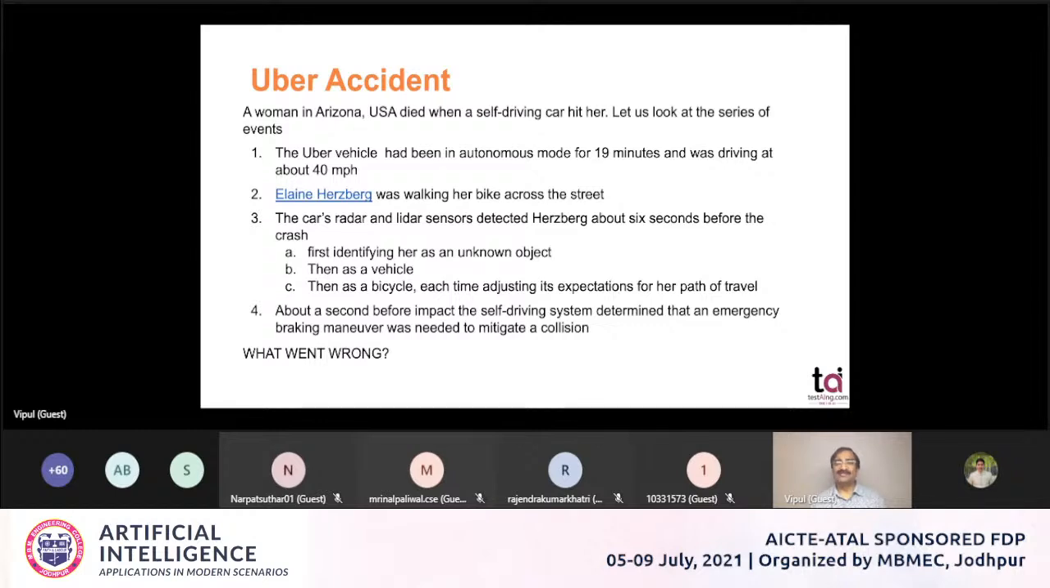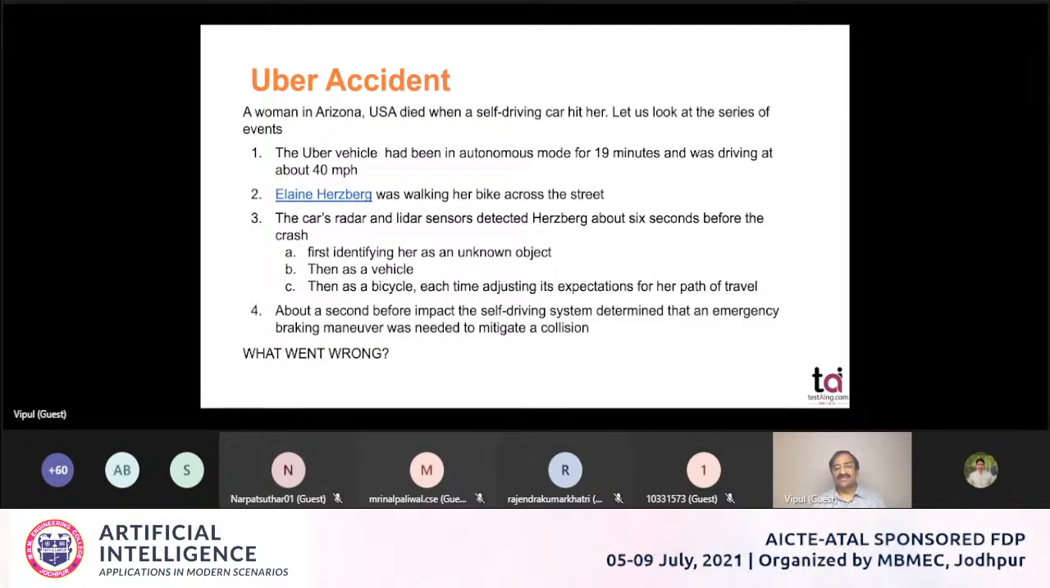Now there's this Uber accident that happened. A self-driving car killed a woman. Let's not get into the details of what exactly happened. You can later on maybe look at it. But the thing is, the car's radar and lidar actually detected that there is something there. First she was detected as an unknown object, then as a vehicle, then as a bicycle, and every time, because there was path adjustment happening, the car was also moving, so the path was being adjusted all the time.